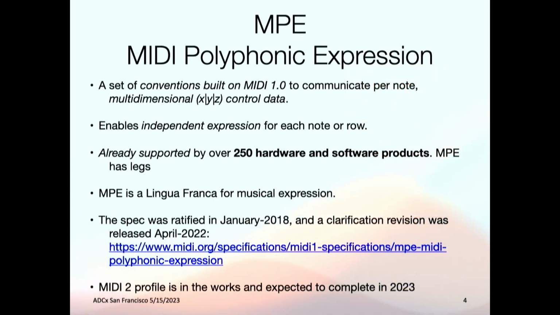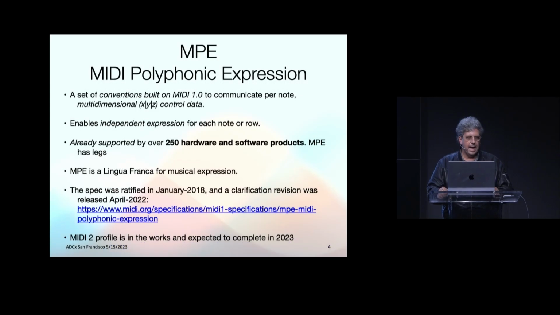So MPE, I'm going to talk really briefly about it. It's a set of conventions. It's built on MIDI 1.0, and it enables independent expression for each note or row. It's already supported by over 250 hardware and software products, and it really has legs. It's taken off. One of the questions that I often get asked is, well, MIDI 2 has per note expression. Why would MPE even be brought over to MIDI 2?